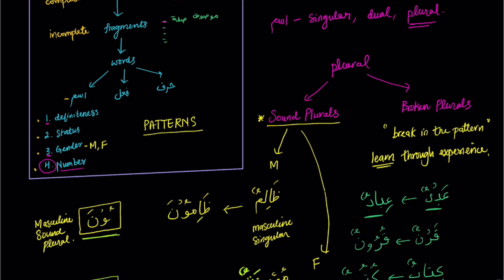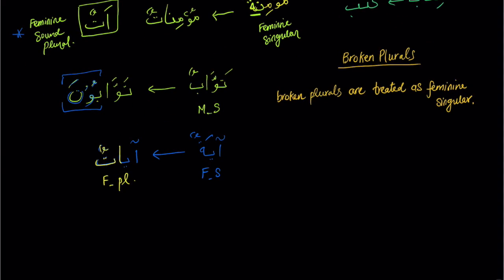Whenever you see a broken plural, regardless of whatever the gender is, it is going to be treated as a feminine, and the number is going to be treated as a singular. So there's singular, dual, plural. Broken plurals are treated as feminine singular. Okay, and why does that matter? It's important because that determines how other things will affect it when it serves as a fragment or when it's in a sentence. It's important to know all the four properties of an ism.